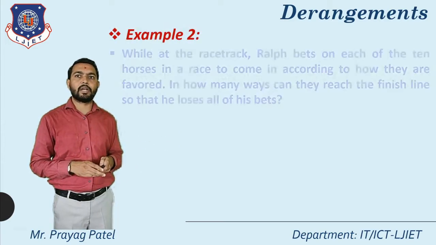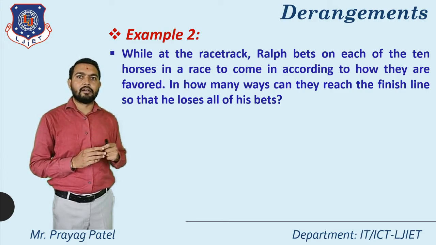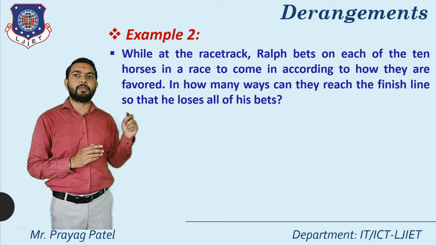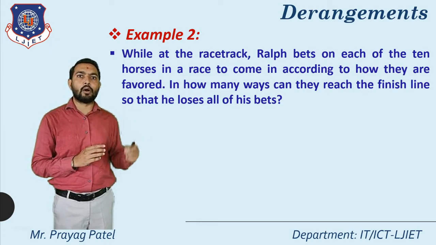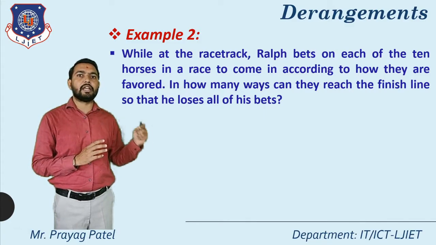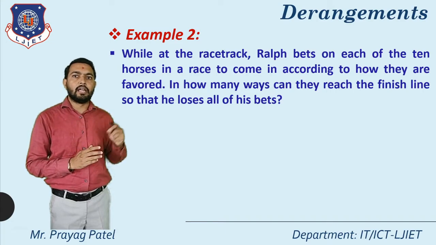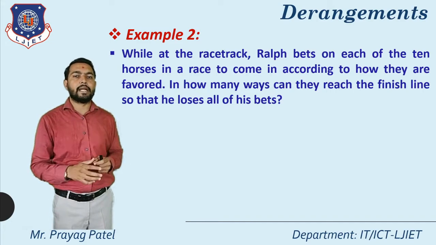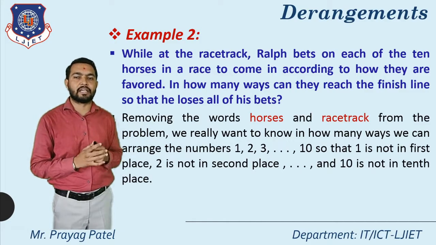Now here is the next example, example number 2. While at the racetrack, Ralph bets on each of the 10 horses in a race to come in according to how they are favored. In how many ways can they reach the finish line so that he loses all of his bets? So how many ways are possible for arranging this?